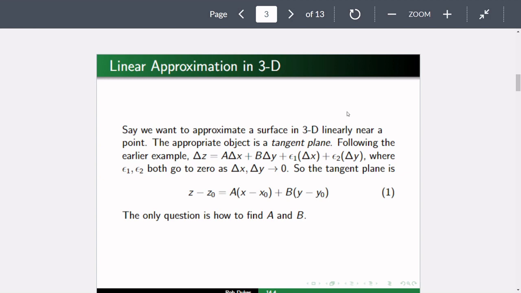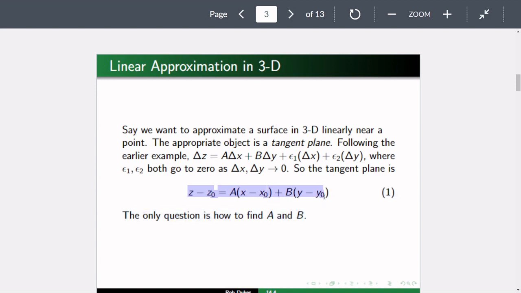So we use the same basic setup. The equation of a plane is z minus z naught, or delta z, equals a(x minus x naught) plus b(y minus y naught). And then there are 2 corrector functions, these 2 epsilons that are based on delta x and delta y. And again, we don't usually know what these are. They're probably quite complicated, but we know that if we let the delta x and delta y shrink, they vanish. And so this is the equation of the tangent plane.